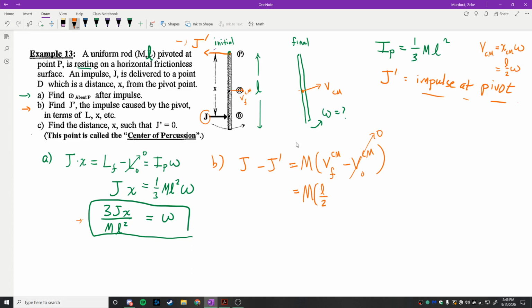So let's put that in here. You take M times L over 2 times omega, and that's equal to J minus J prime. Now our goal here was to find J prime, right? So if we do J minus M times L over 2 times omega, this is going to be equal to J prime, just adding the J prime. Omega we already have over here, right? So let's plug that in. So we've got 3Jx divided by big M and then L squared. Just plugging in omega. Now we can actually pull the J out, and we get this expression that says 1 minus. The masses cancel, one of the L's cancels, and we're left with 3 over 2, J, x, and then an L. I think that's all that's left over, right?